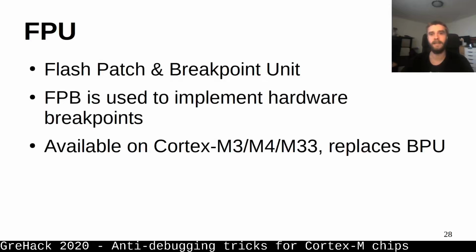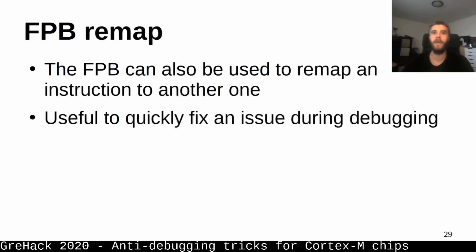This has exactly the same functionalities as the FPB, but as an added bonus, you can remap specific instructions at several positions to others directly from RAM. The FPB is used to remap the code from one location to another. This is quite useful, for instance, if you have the code in read-only memory and you want to set up a patch, or while debugging, you can set up a semi-permanent patch to a specific function.